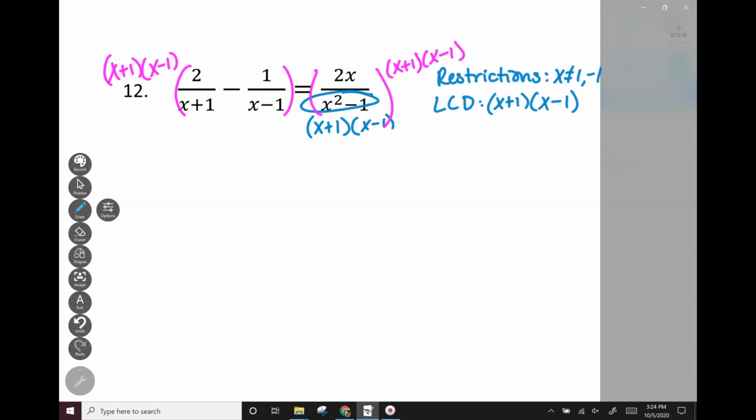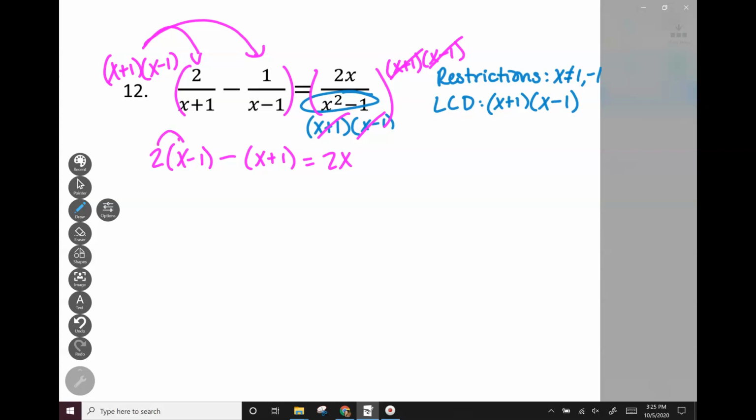Okay, on the left-hand side, if I distribute both of those to the first rational expression, the x plus 1's are going to cancel, and I will be left with 2 times x minus 1. And to the second one, the x minus 1's are going to cancel, and you'll be left with minus x plus 1. Okay, on the second one, multiplying by x plus 1 times x minus 1, they're both going to cancel because they're both in the denominator there. So you're left with just 2x.